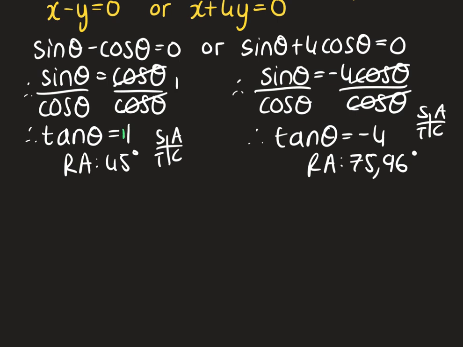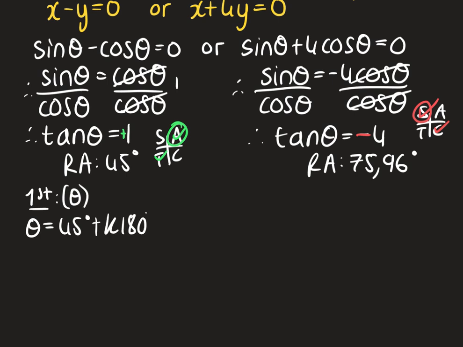So where is tan positive? First and third, but because it's tan, we only have to do the first quadrant because it repeats itself every 180. Here we're looking for where tan is negative because it's a -4. That is in the second and the fourth, but again, we only have to do it in the second due to the fact that tan repeats itself only every 180. So we're going to say first quadrant here, and it's the theta quadrant. So theta is equal to 45 degrees plus k 180. Notice the change of the k because tan repeats itself every 180. That is the general solution for that.